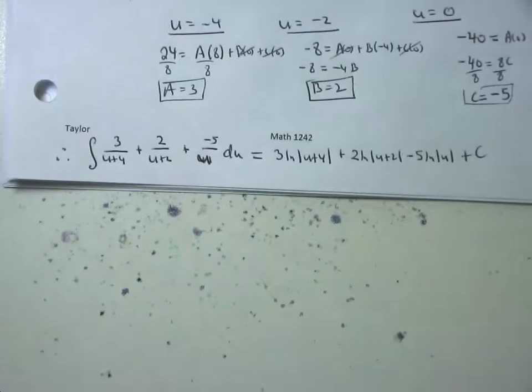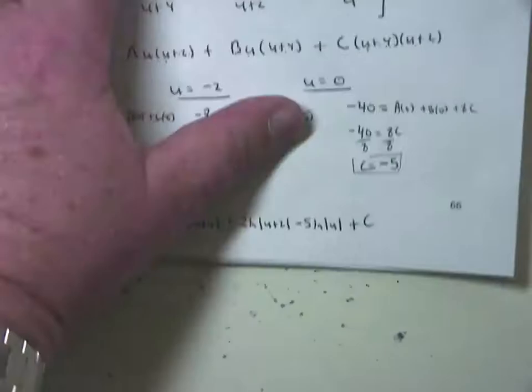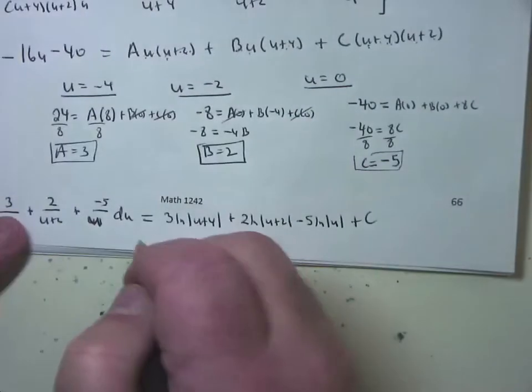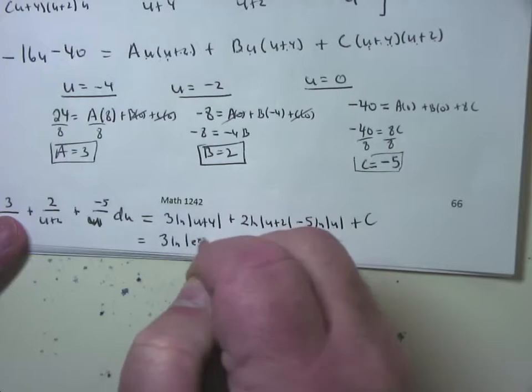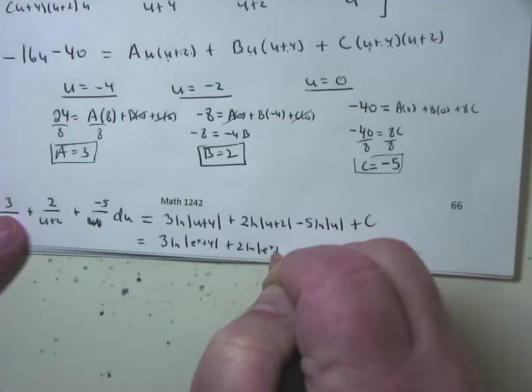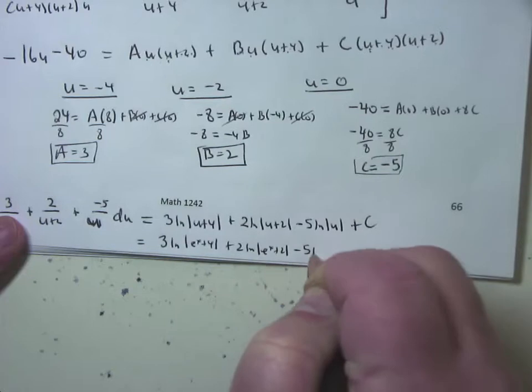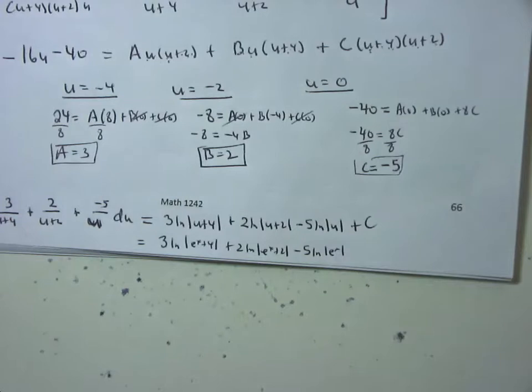Then, what's the last thing you need to do? Or at least the second to last thing. Back substitute. What was u equal to in this problem? You remember when we started out, u was equal to e to the x. So you get 3 natural log absolute value of e to the x plus 4, plus 2 natural log absolute value of e to the x plus 2, minus 5 natural log of e to the x. But one last thing here, plus C.